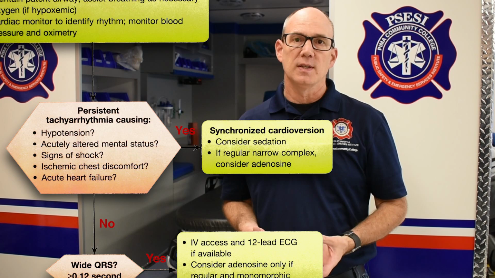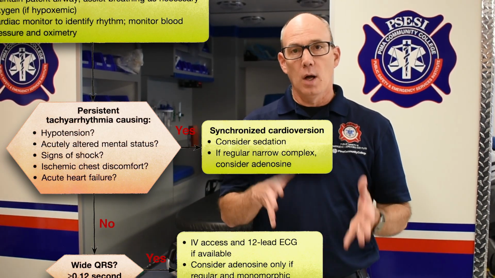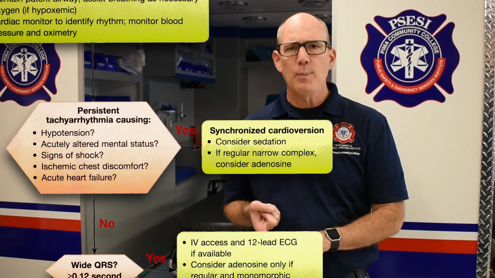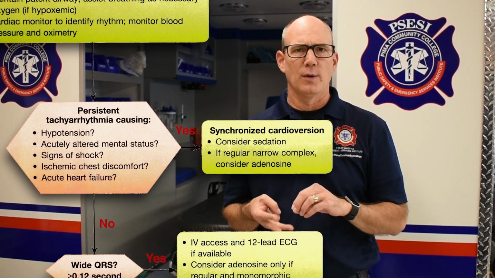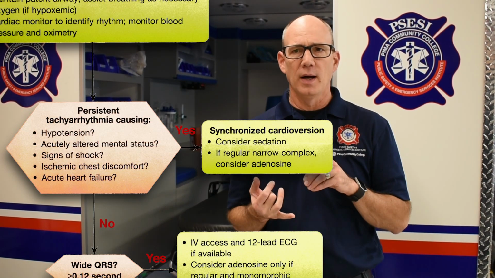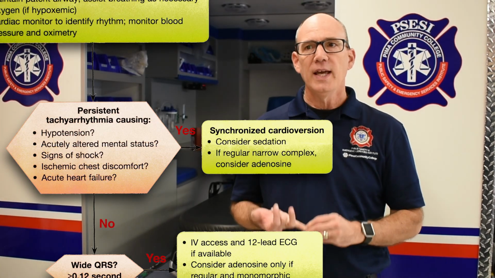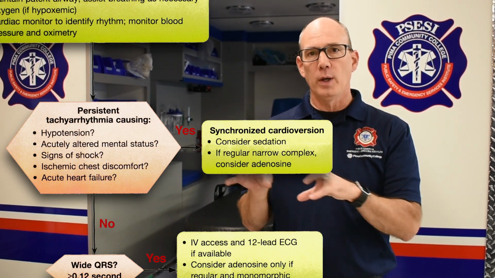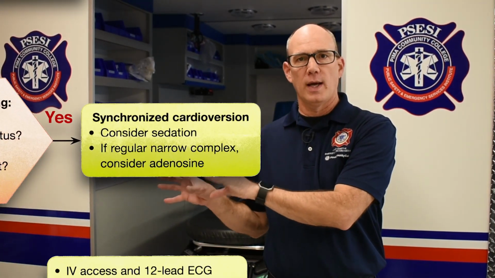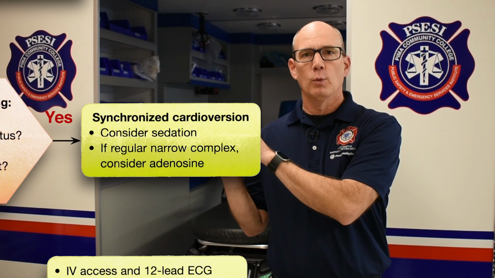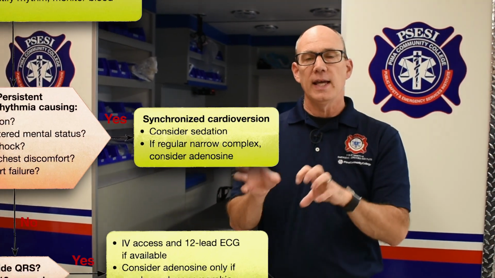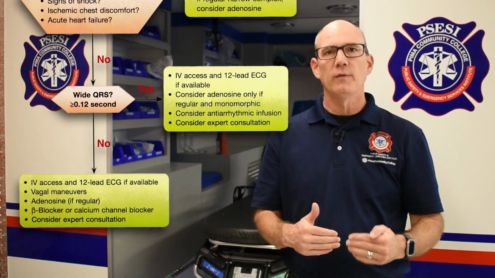Do they have a persistent tachycardia? And along with that rhythm, are they hypotensive? Are they having chest pain? Are they showing signs of shock? Other things that are concerning to you? If so, right at that point, we're probably going to start talking about synchronized cardioversion to try and reverse that circumstance. If they're not, we're going to go a little bit farther down again.